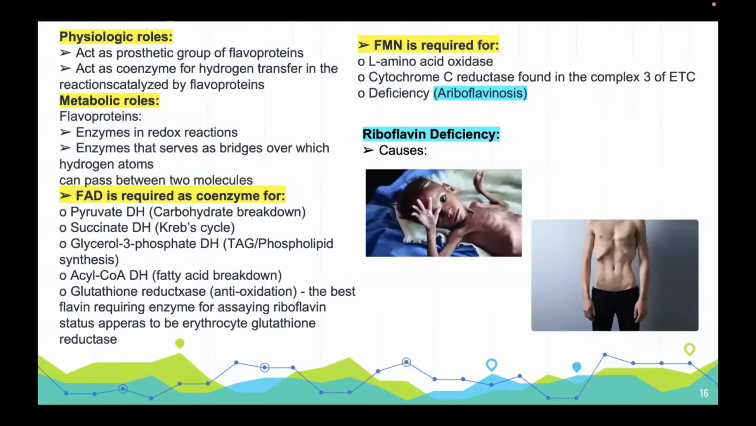So the physiologic roles of your vitamin B2, they act as prosthetic group of your flavoproteins, act as coenzyme for hydrogen transfer in the reactions catalyzed by your flavoproteins. So yung ating mga FAD and FMN, usually coenzyme nga po sila, and they are helper molecules in the reactions of your Krebs cycle. Okay, yung mga pyruvate dehydrogenase natin, it is a carbohydrate breakdown, yung mga succinate dehydrogenase natin or yung tinatawag nating Krebs cycle. Ayan, mahalaga po sila dyan sa ating mga fatty acid breakdown.